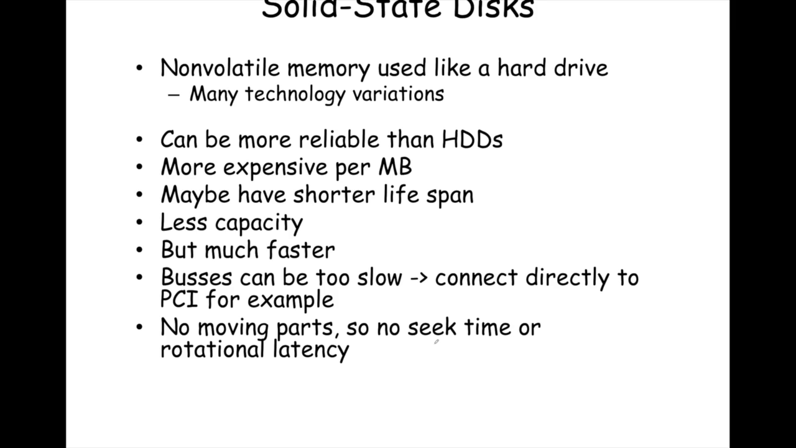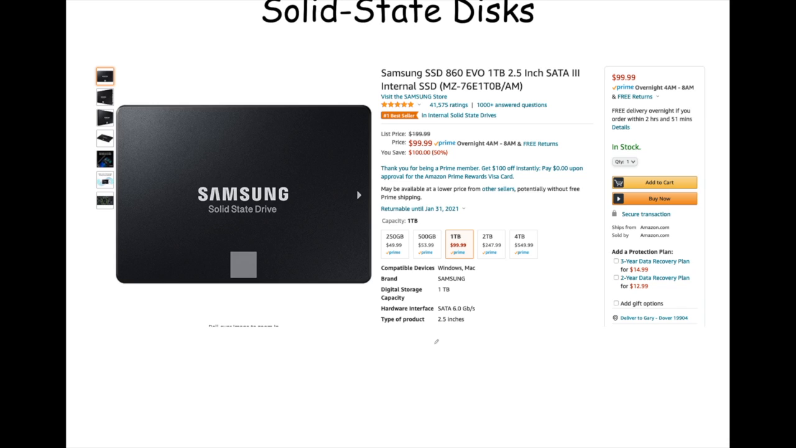Their buses can also be slow, so oftentimes they connect directly to your system bus, the PCI interface. And it has no moving parts, so there's no seek time and no rotational latency. It's very, very fast. This is an SSD that you can buy off of Amazon today for about $100. You can get a terabyte, which is much more expensive than the 8 terabytes for $155, but it is faster, and you can see how the price goes up much more dramatically. For a 4 terabyte SSD, it'll cost you about $550.